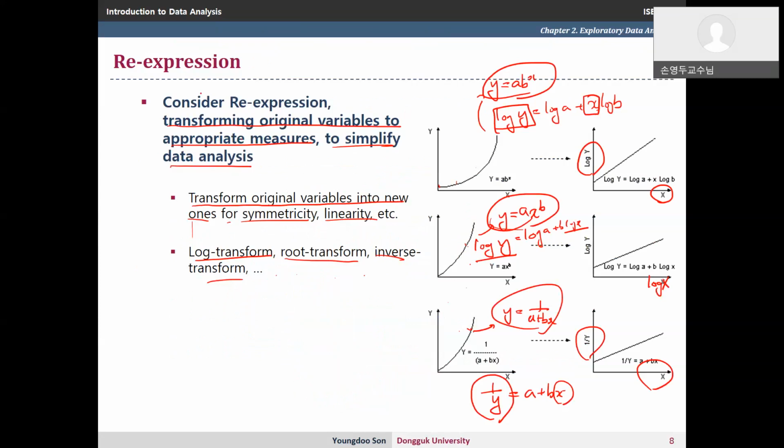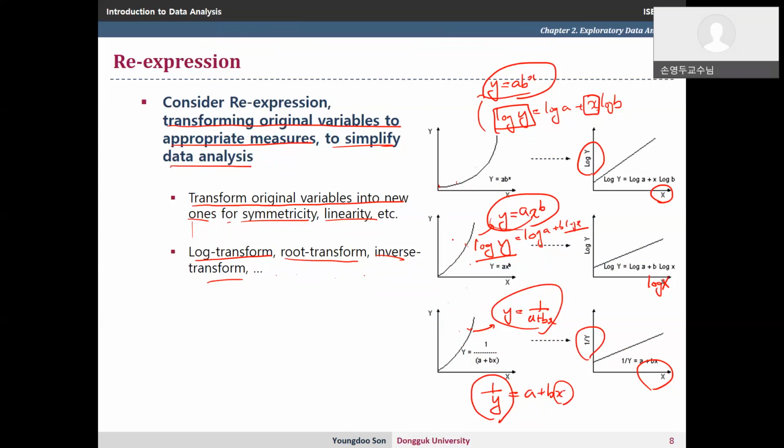And the transformation of data means to transform the original variables to other variables, for example, taking the log, or taking the inverse, taking the square root, anything, so that we can more easily find patterns, for example, the linearity or symmetricity.